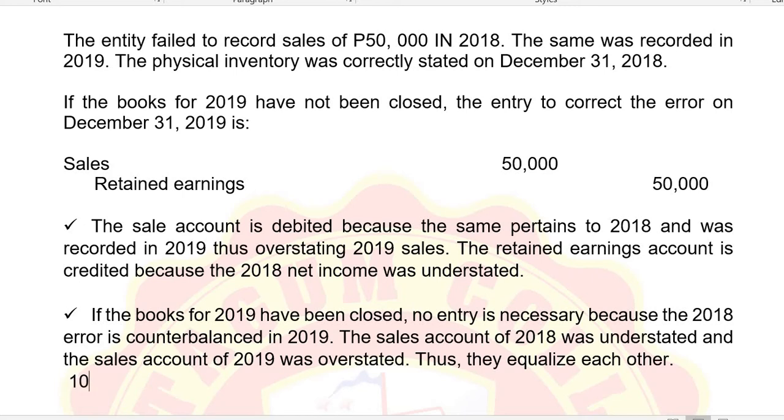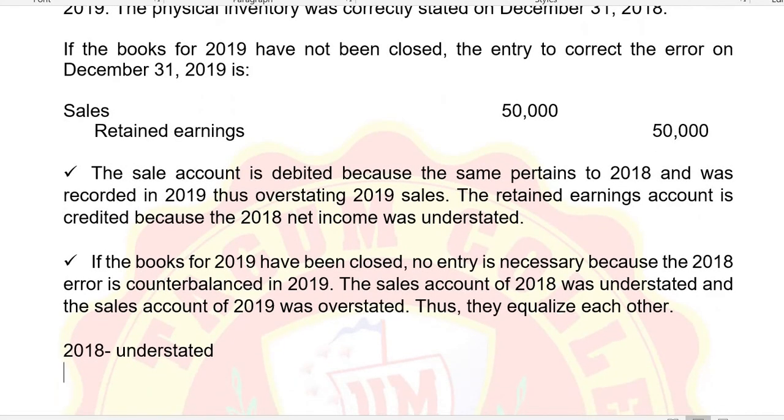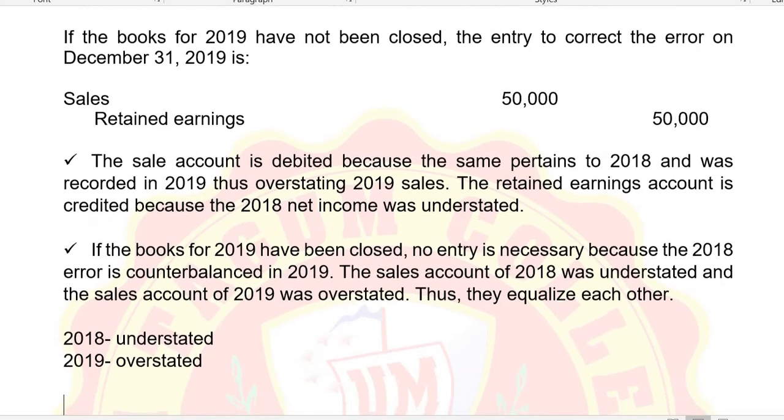Kasi nangyari, di ba? For 2018, since di mo na-record yung sales, so, understated yung net income mo. Okay, understated. Kasi, understated yung sales, understated yung net income. For 2019 naman, overstated yung sales. Therefore, overstated din yung net income. So, take note na counterbalance na yung error. Okay?